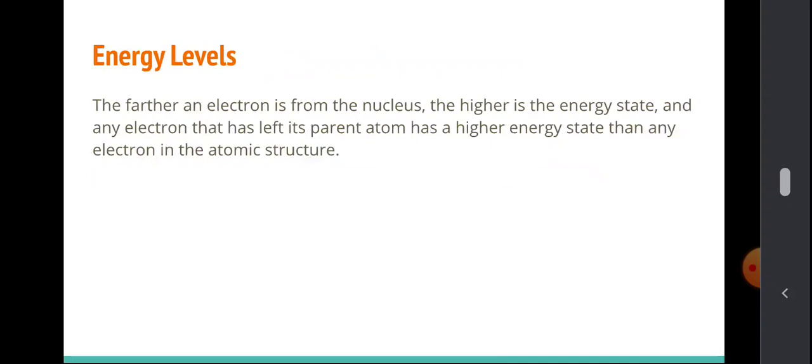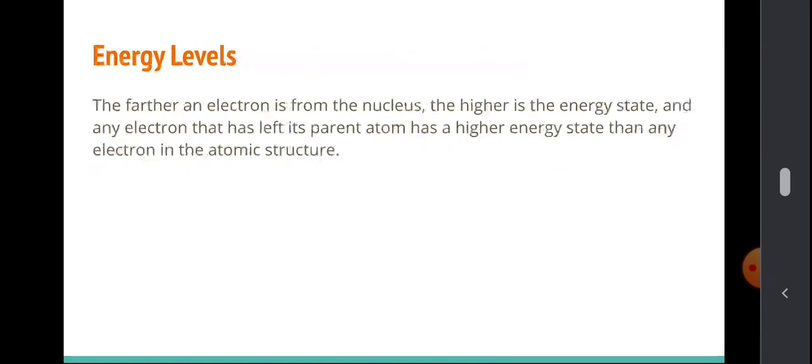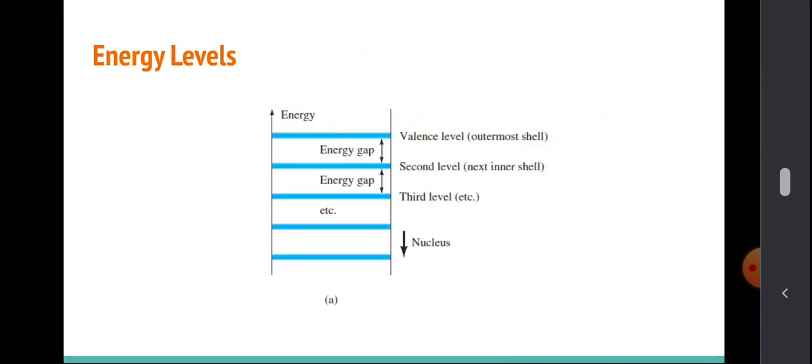Okay, it is significant that the conductivity of these materials, the semiconductors, can be varied over orders of magnitude by changes in temperature, optical excitation, and impurity content. So that is the semiconductors. In the energy level, the farther an electron is from the nucleus, the higher is the energy state. And any electron that has left its parent atom has a higher energy state than any electron in the atomic structure. Okay, let's look here in the figure.